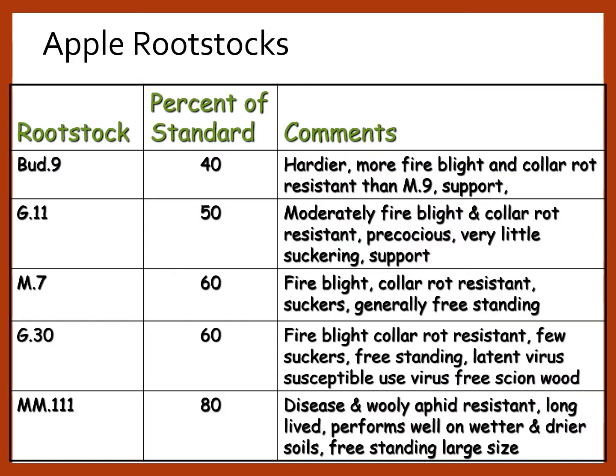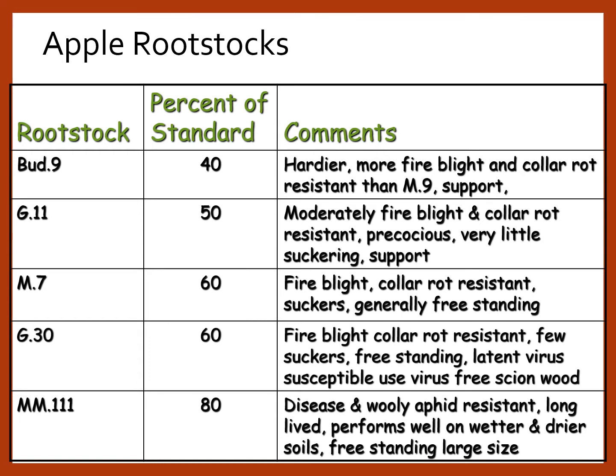So here's more on the rootstocks again. Bud 9 is about 40% of standard, which is used quite often in our parts. It is hardy. It does have some fire blight and collar rot resistance, which is good. Remember, fire blight is a bacteria that gets into the plant. If it gets into that rootstock or that trunk, it can kill the plant. So having a rootstock that's resistant to it is good because it can't kill the root of that tree.